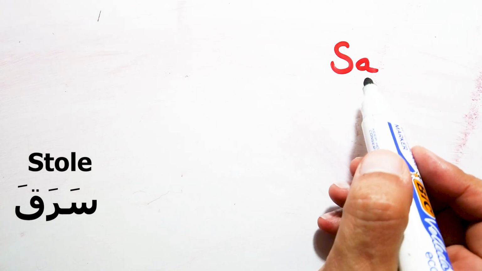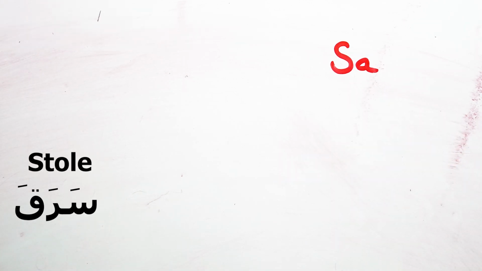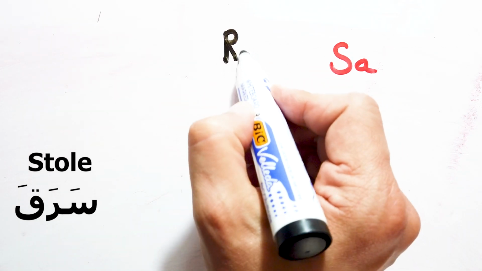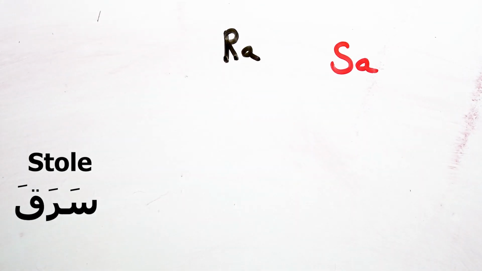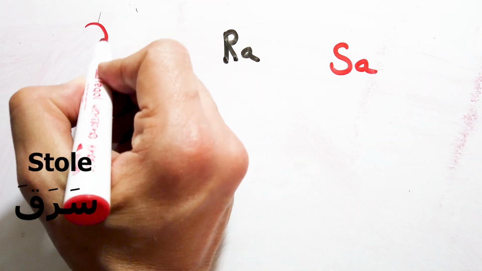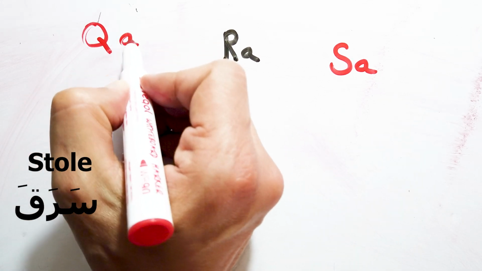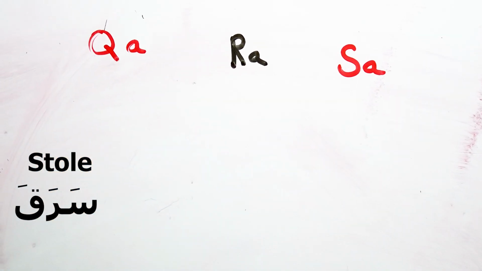I say sa, ra. Don't worry, I'm gonna write everything now in Arabic, but let's discover the sounds first. We have the first one is sa, the second one is ra. Okay, so let's write here sa, ra, and finally we have qa. Actually, this sound does not exist in English. Qa. It's a strong K.